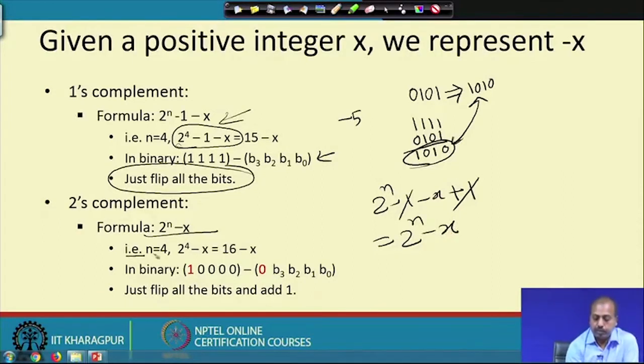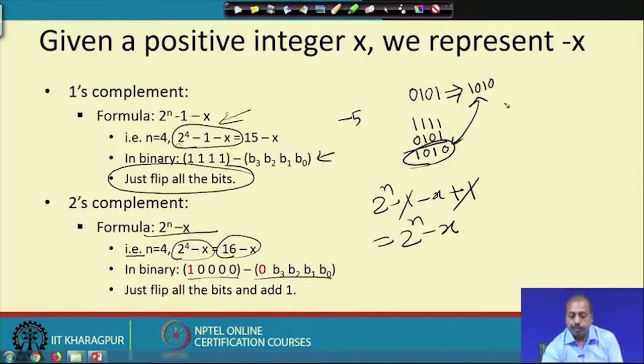So, n equal to 4, we have got 2 power 4 minus x. So, that is 16 minus x. So, 16 is 1 0 0 0 0 minus this one. If we take the previous example, for the minus 5, it is 1 0 0 0 0 minus 0 0 1 0 1.